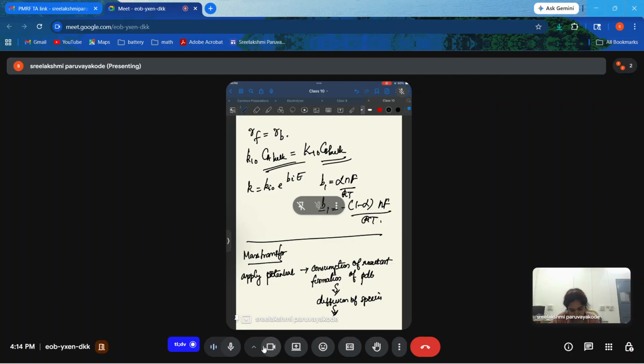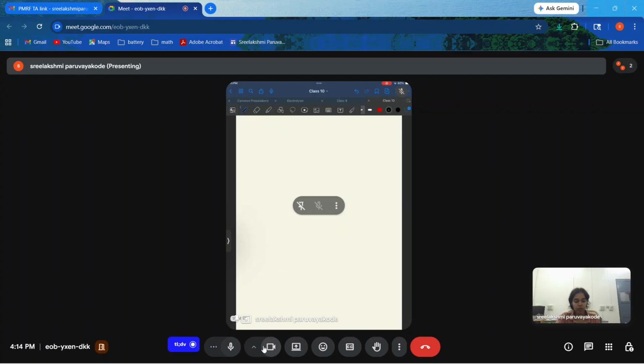So here we'll consider the flux law, Fick's law of diffusion. So when that happens, dou Ca by dou t is equal to D dou square Ca by dou x square. This is the diffusion coefficient. Similarly, dou Cb by dou t equal to D dou square Cb by dou x square.